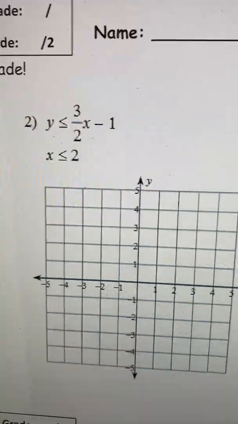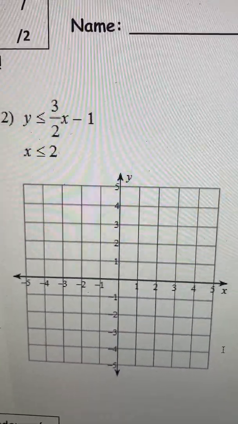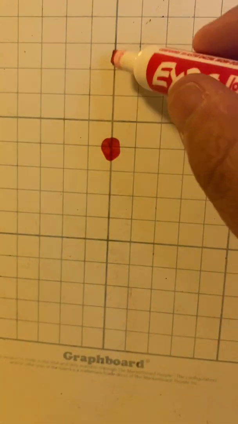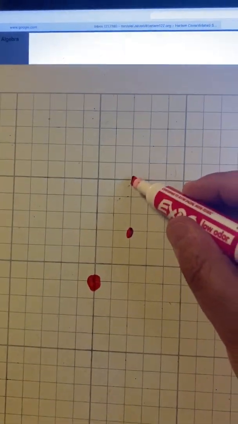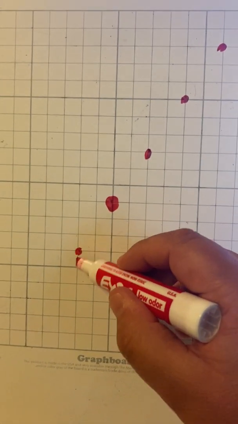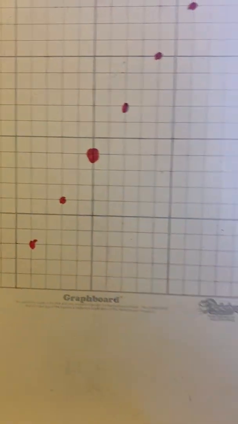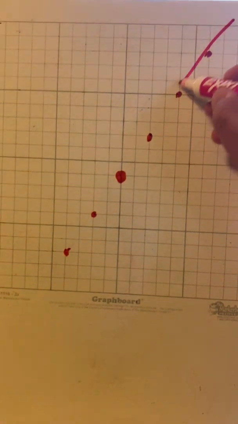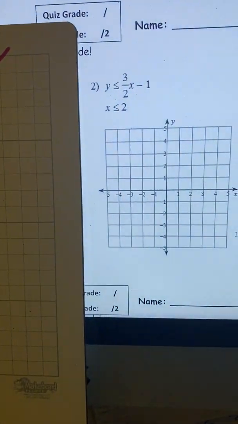Okay, here's number 2. Y is less than or equal to 3 over 2x minus 1. The y-intercept is -1. The slope is a positive 3 over 2. Up 3, right 2. Up 3, right 2. Up 3, right 2. Or down 3, back 2. Down 3, back 2. I don't need to go that far. It is a less than or equal to sign, so it will be a solid line. Now, I showed you before, I could take one of those points and put it in for that inequality, and it would make it a true statement.